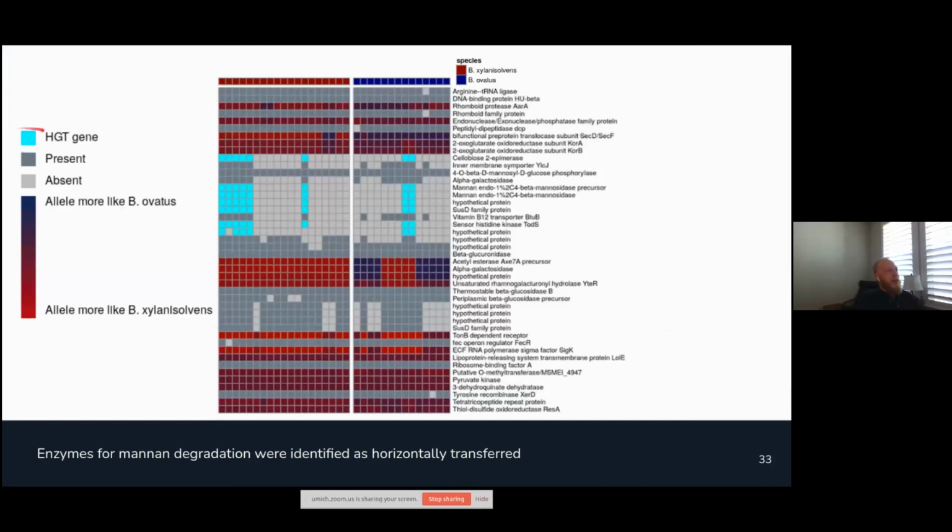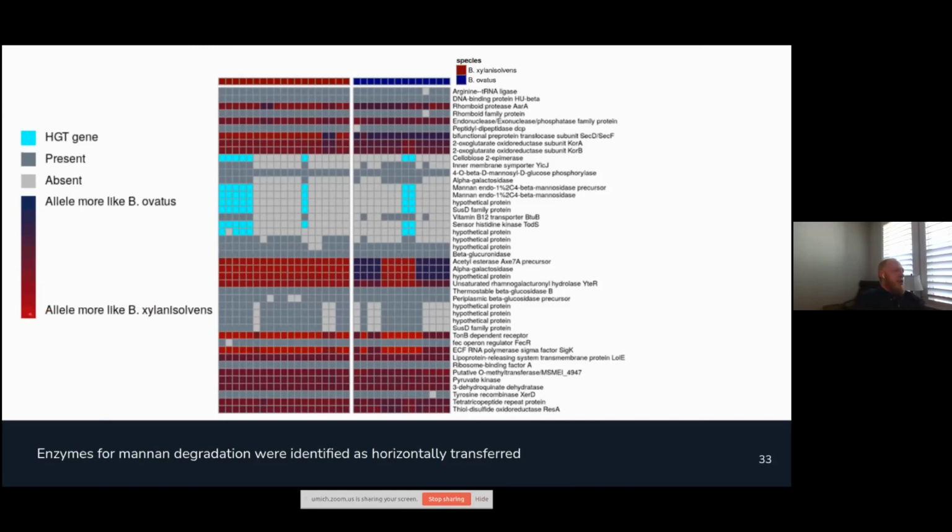This figure is a little bit complicated, so let me walk you through it step by step. Each column in this heat map represents a genome, and the genomes are sorted by the tip labels of the phylogenetic tree I showed earlier. Again, clear clustering with the xylanosolvens on the left-hand side and ovatus on the right. And then each row in this heat map represents a gene, and the colors indicate various types of genes.